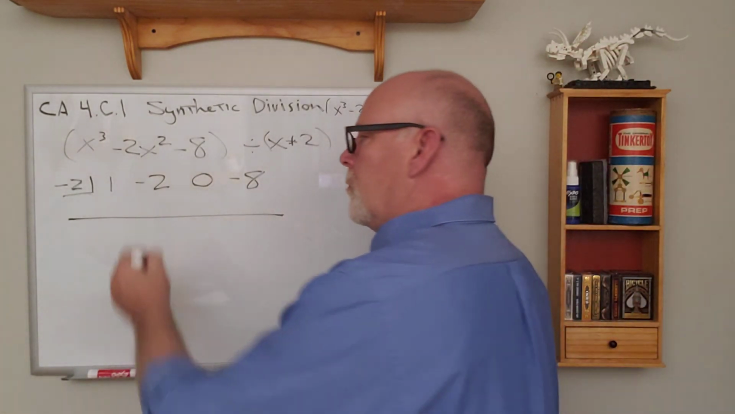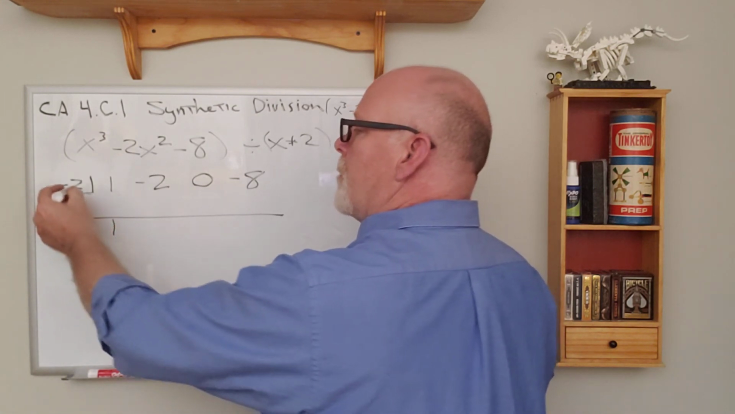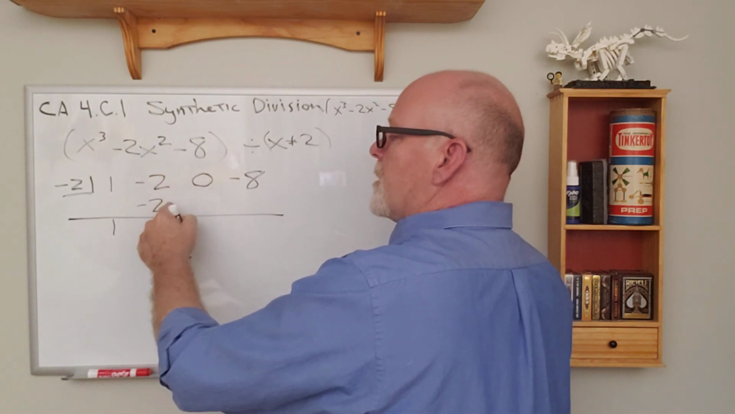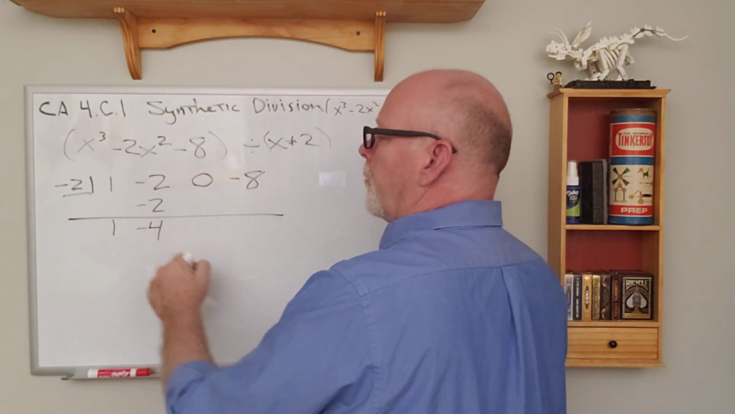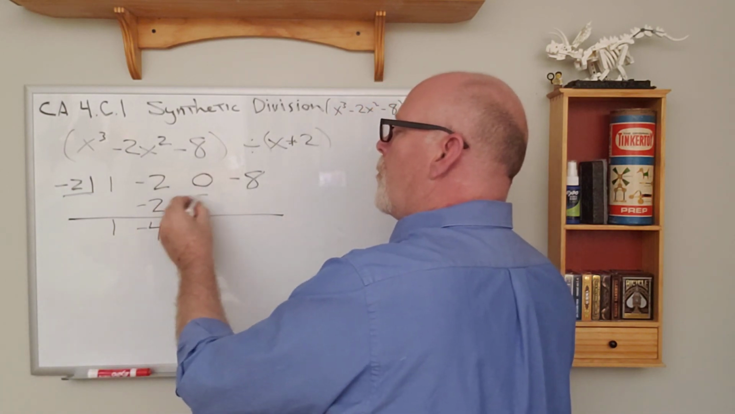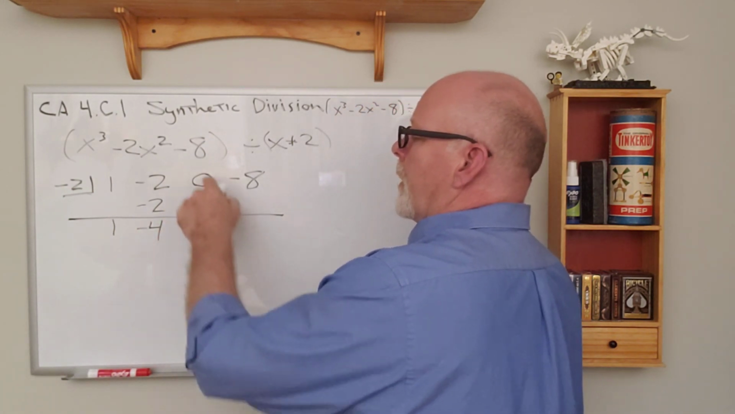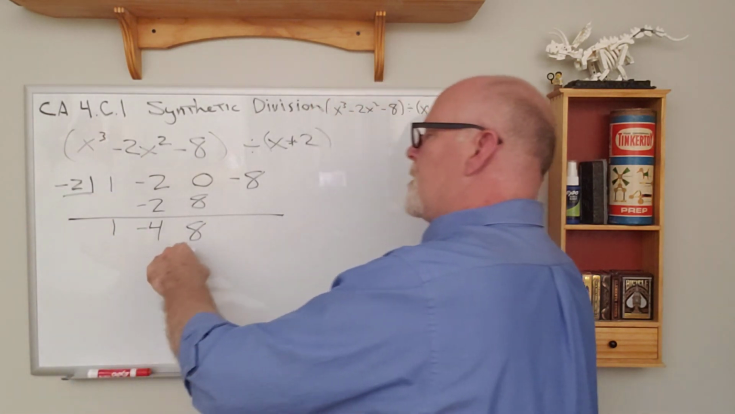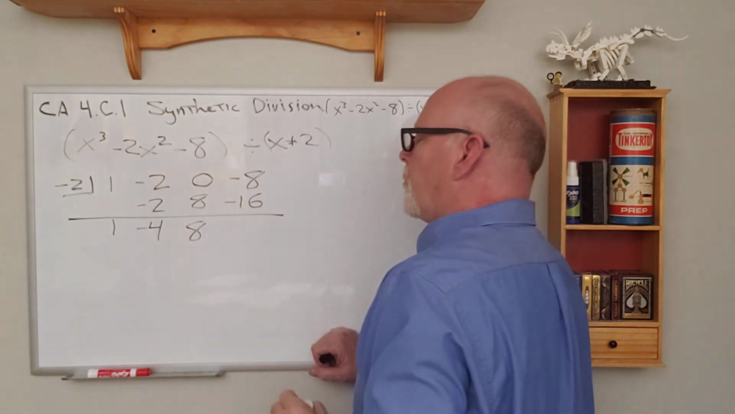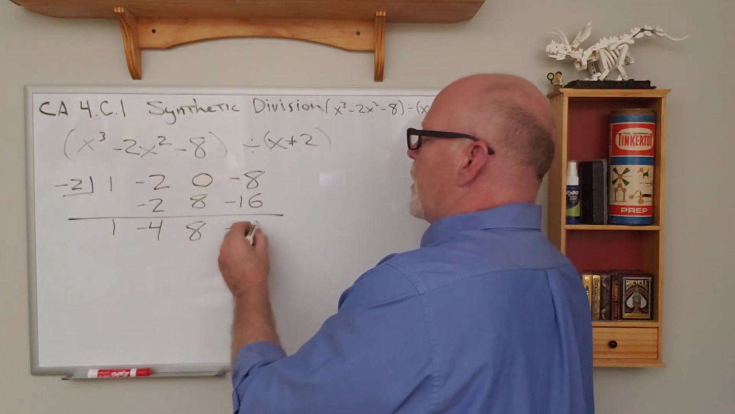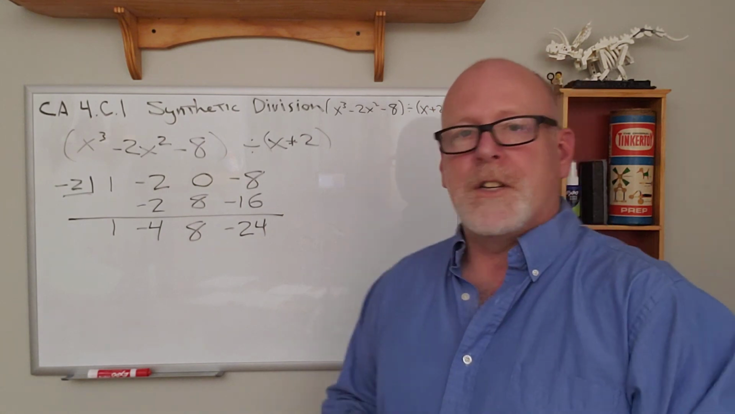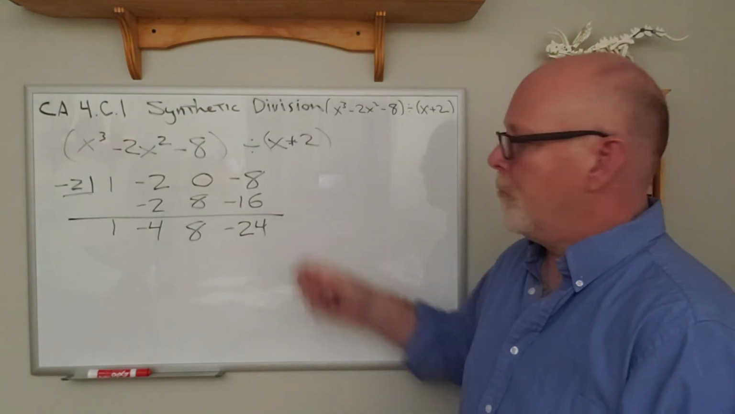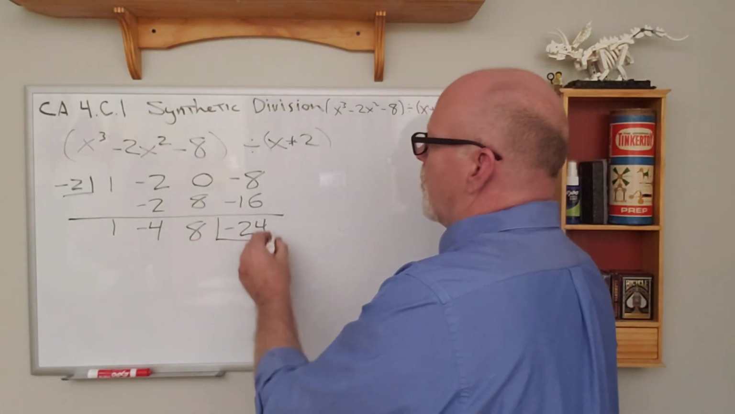Bring the first one down. So bring the 1 down, then multiply. Negative 2 times 1 is negative 2. Negative 2 plus negative 2, negative 4. Negative 2 times negative 4, positive 8. Add those, we get 8. Negative 2 times positive 8 is negative 16. And that gives us negative 24. Okay, it's just repetition. Just add, multiply, and then add. This is our remainder.